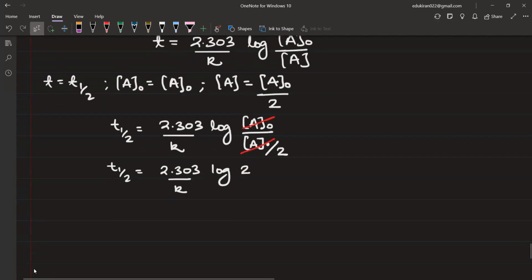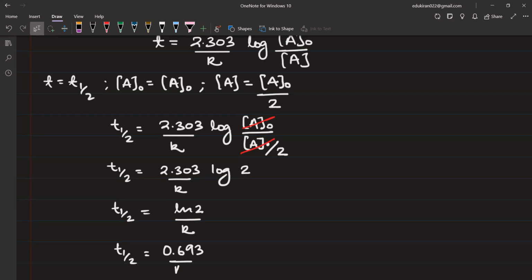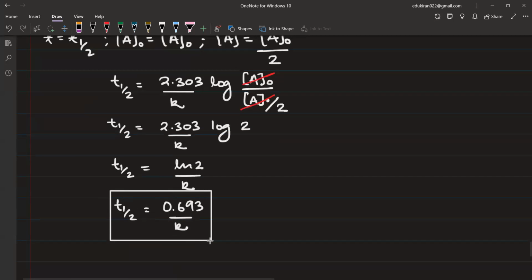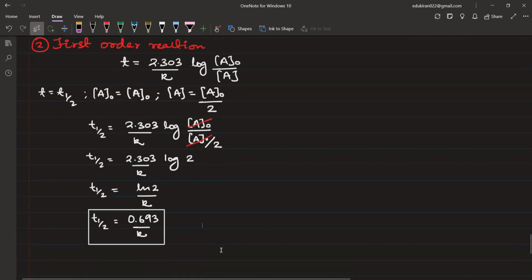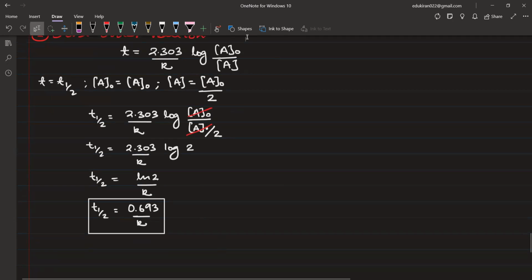And as you should know, 2.303 into log of anything will be equal to natural log of that thing. So t half will become natural log of 2 divided by K, which is 0.693 divided by K. The important point to note is that in the t half of a first order reaction, you will not see any concentration of reactant term. So it is independent of the initial concentration of reactant. No matter what the initial concentration is, the half-life period will only depend on the rate constant. Please write this down, guys.